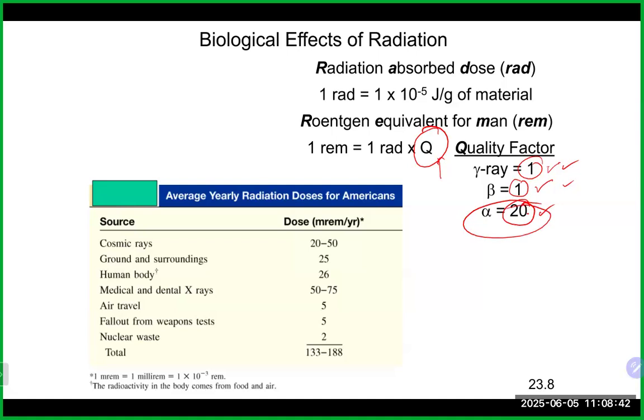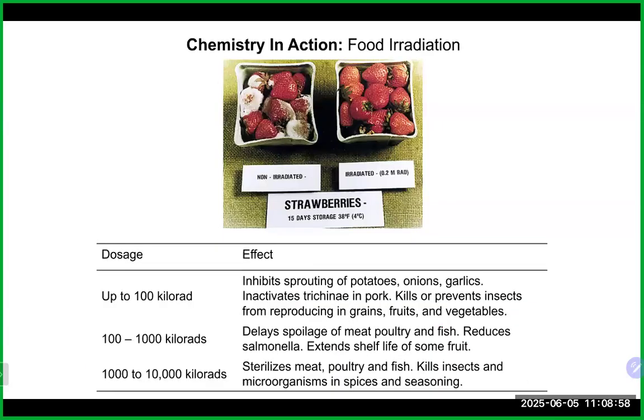We do again have background radiation, as I mentioned, through all kinds of things: air travel, and if you live near nuclear waste, the ground and surroundings will give us some exposure. X-rays as well. And that is a drawback.